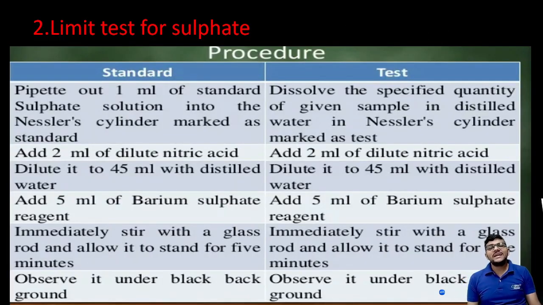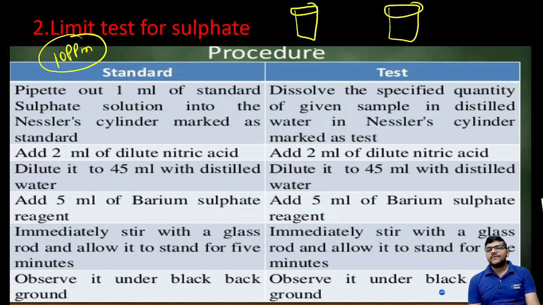Same procedure, like we have to make two solutions, one is standard solution and one is test solution, and in this we are using the concentration of 10 ppm to make the standard solution of sulphate. So same procedure is like that, we have to take two Nessler cylinders, one is marked as a standard and one is marked as a test. So what is the procedure?